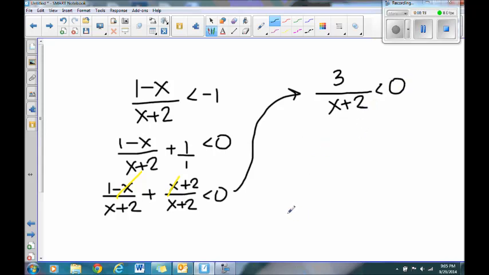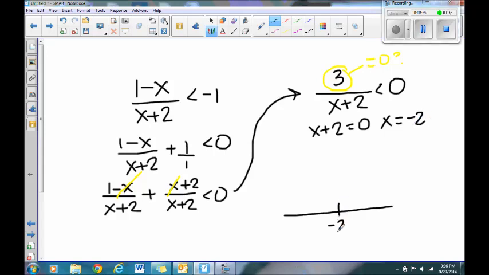Now, if I have a fraction, and I want to figure out where it's equal to 0, I focus on the top. And I want to know, when is that ever equal to 0? Well, 3 is just 3, just a plain old number. 3 is never equal to 0, so I'm not going to have any key values coming from the numerator of that fraction. If we worry about when the denominator is 0, then the denominator is 0 at x equals -2. And that's the only place.